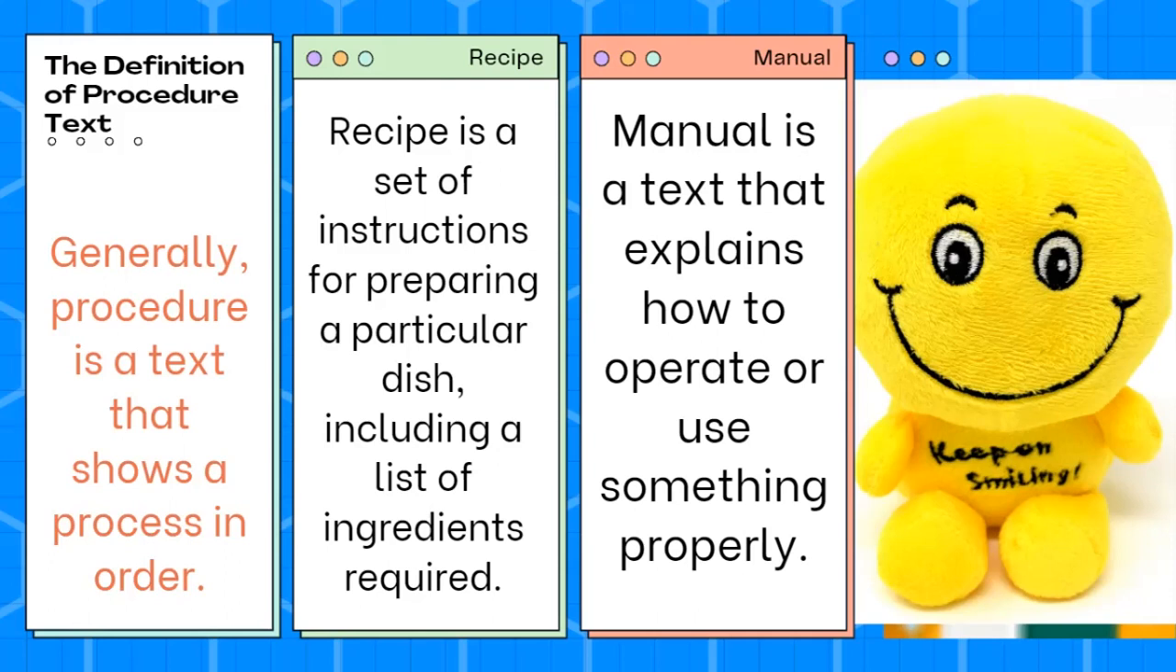Right. And then the definition of procedure text. Generally, a procedure text is a text that shows a process in order.